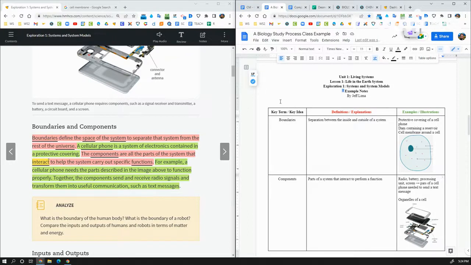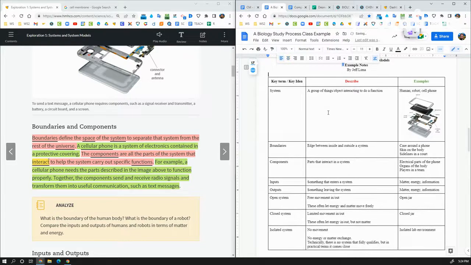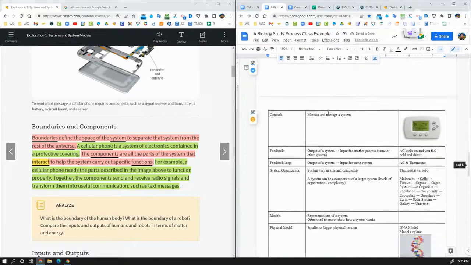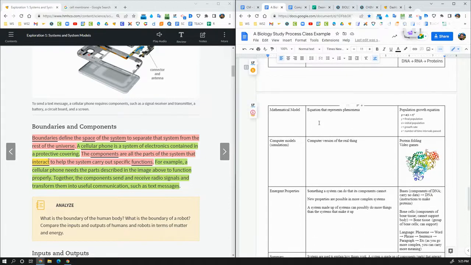Now, when you're actually done with this, I actually did that already for the entire first exploration. You end up with a lot of key terms, right? And you might illustrate some and some others. And that's kind of how the Cornell notes look like.